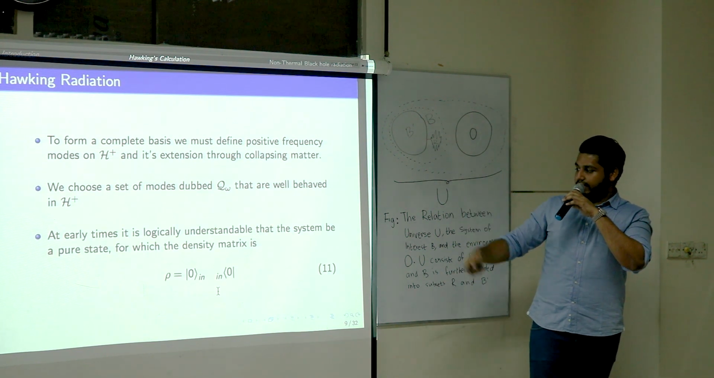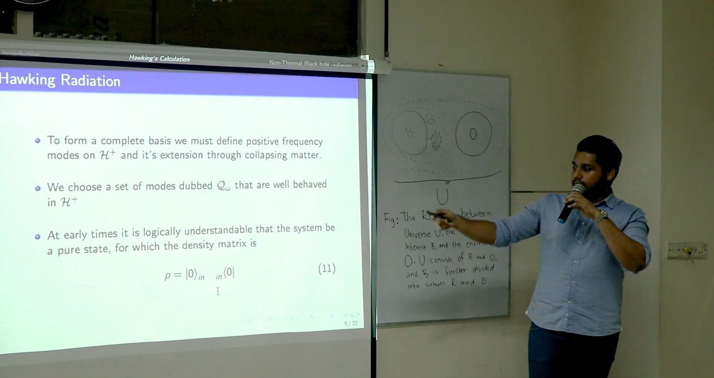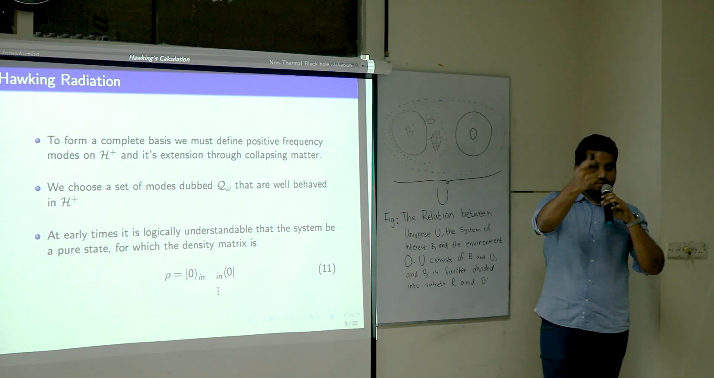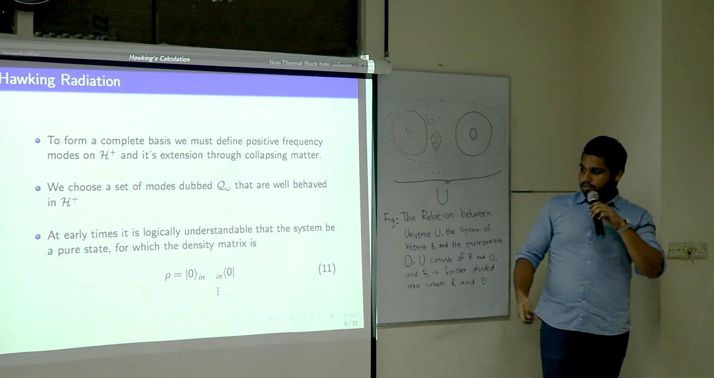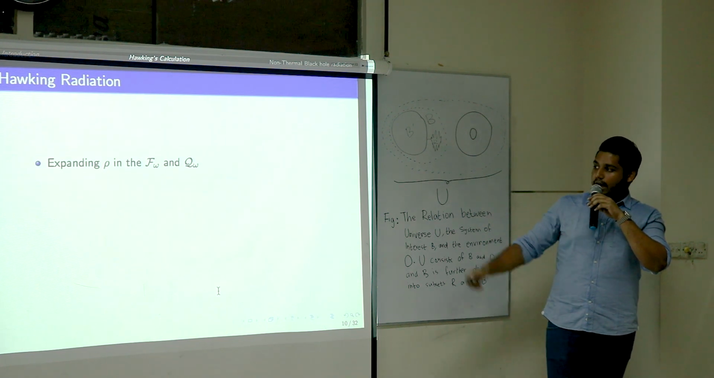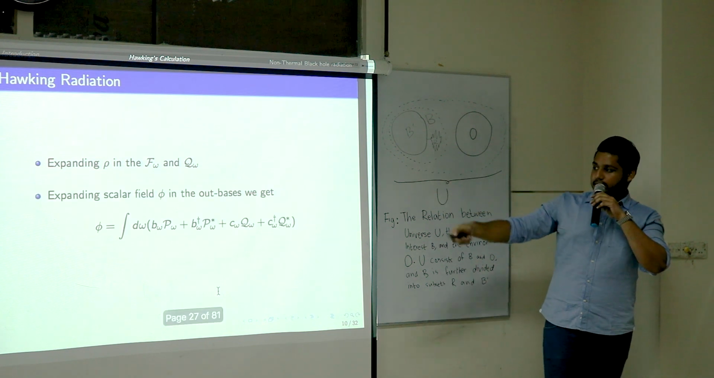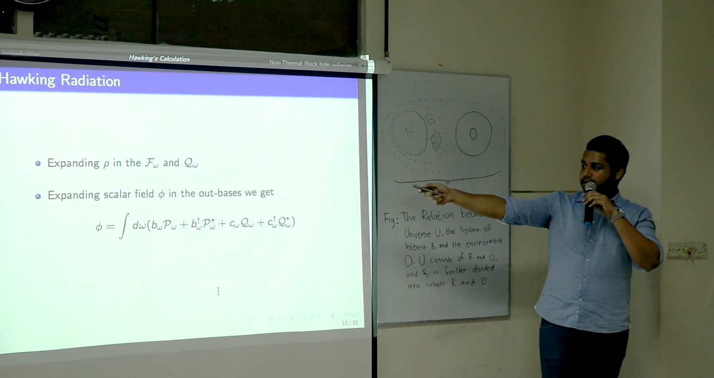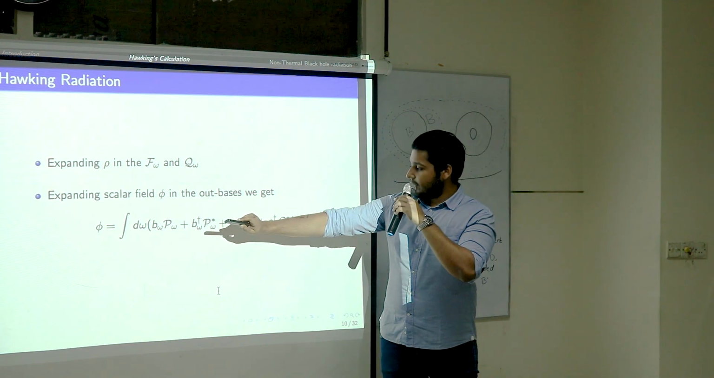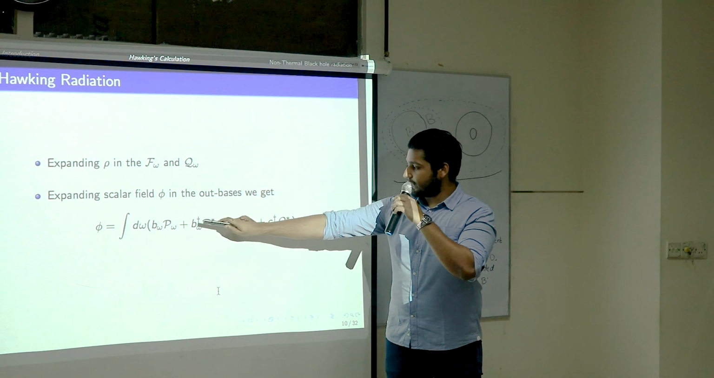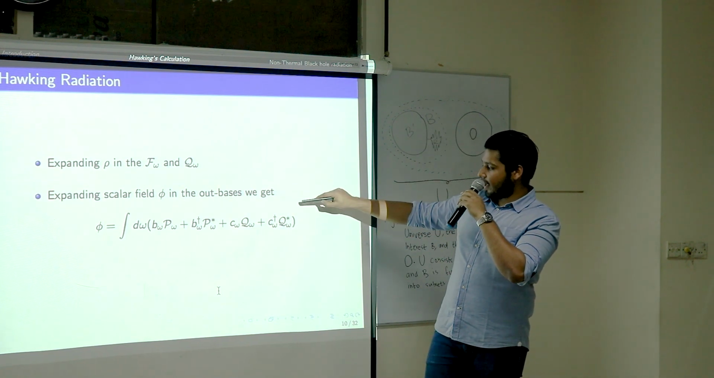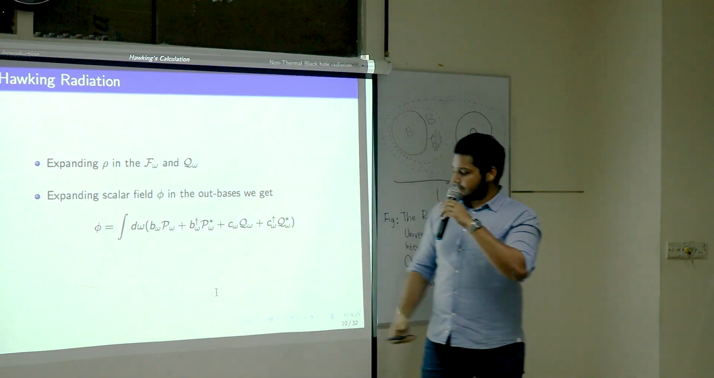And obviously, it's logically understandable that the system is in a pure state, for which the density matrix is as follows. And I'm pretty sure you got a taste of the density matrix in the previous lecture. Expanding rho now in H plus and I plus, we get the scalar field in the out basis, which is a summation of all these. These are the creation operators acting on Fock space H plus and Fock space I plus.